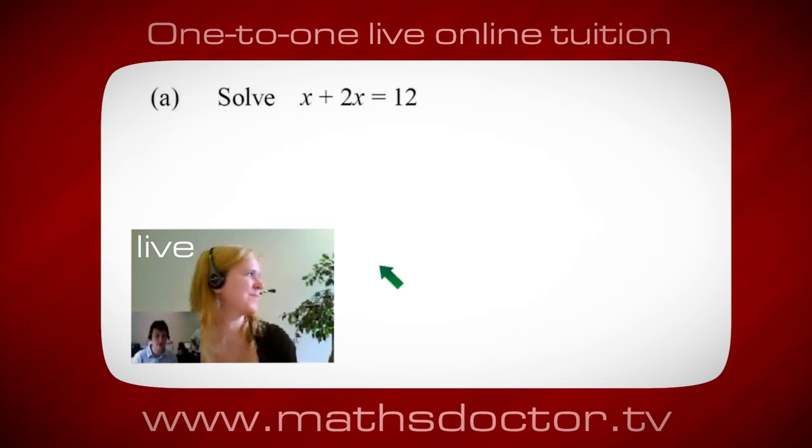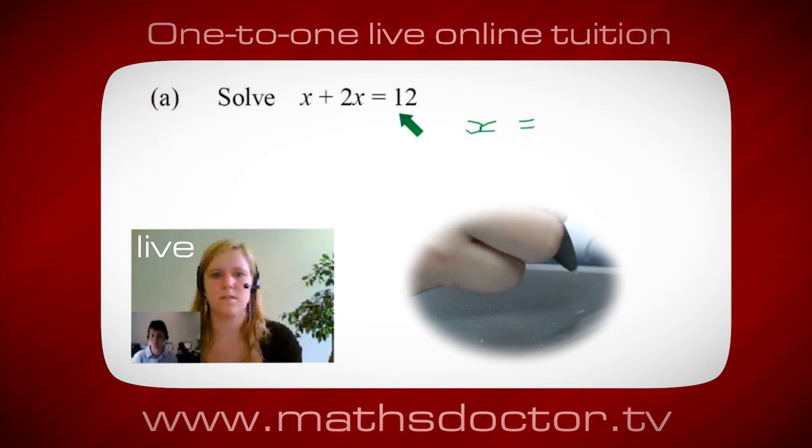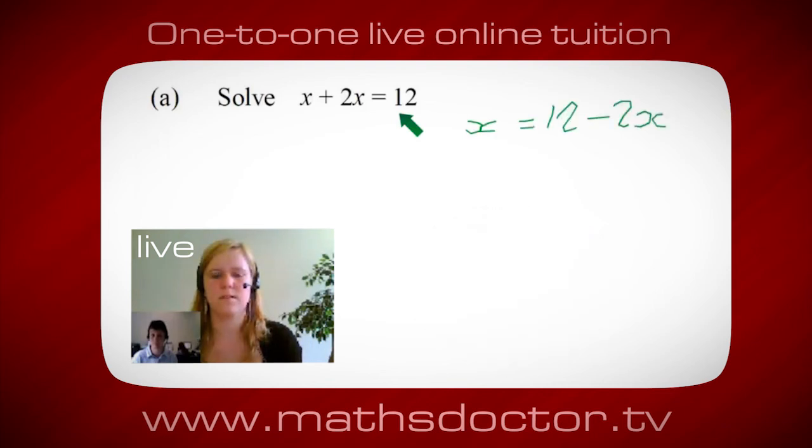Okay, Mary, so let's have a look at this one. Solve x plus 2x equals 12. What do you think you do first? Okay, well, I want x on its own, so I would put x equals 12 minus 2x. A lot of the time we want to get x by itself, but what we want to do first is get all of these x's together. Can you see anything we can do with this? Get all these together in one place.